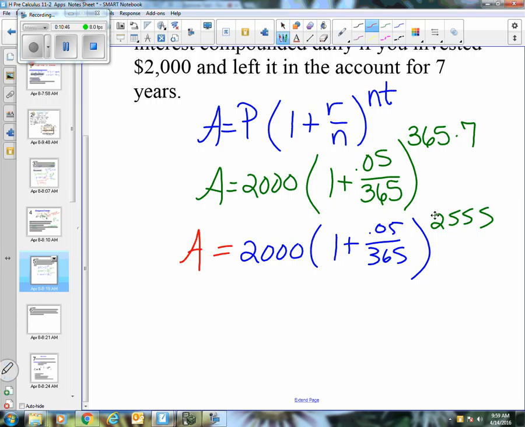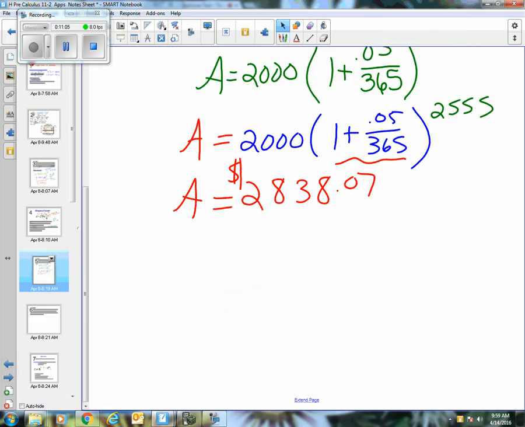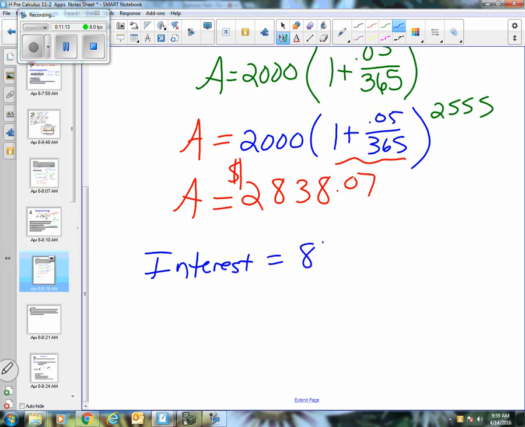When we multiply by this growth rate, 2,555 times, then we're going to be getting interest that many times over the course of that loan, which is a lot. All right, so this comes out to be $2,838.07. Try it on your calculator, make sure you're good. All right, so what does that mean? How much do we actually earn in interest then? Well, you put in $2,000 yourself, so the interest that we earn then would be the difference, which is $838.07.